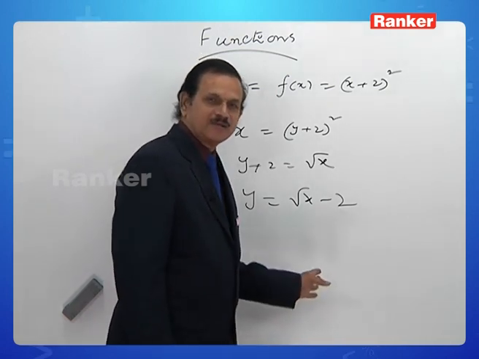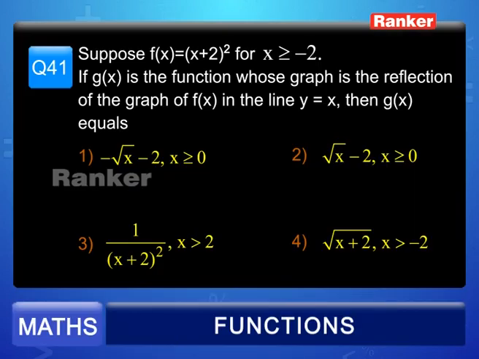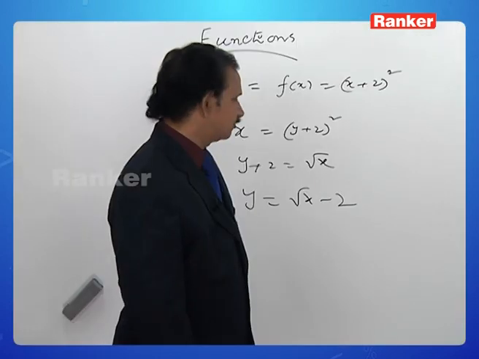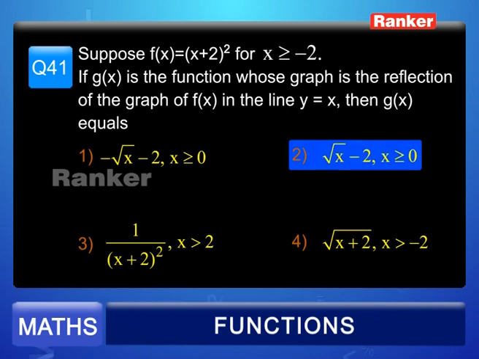It can be clearly seen in the second option. The first option is minus root x minus 2. The second option is root x minus 2. The third option is 1 by (x plus 2) whole square. And the fourth option is root of x plus 2. So it is very easy to identify that the second option is the right option.